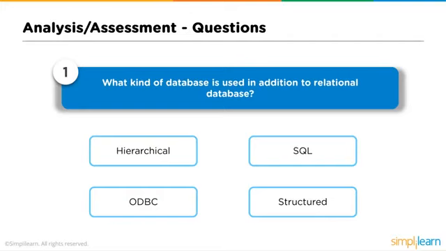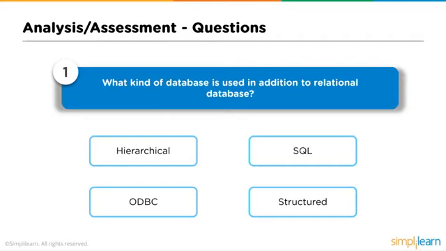I have seen users getting confused where they say what kind of database is used in relational database, and they start arguing the question may not be correct. And this is where those certain keywords that we need to identify in the questions in that exam come into the picture. So they're talking about, apart from relational databases, what other kind of databases are there? And they have given you 4 options. Hierarchical databases, SQL databases, ODBC databases, and structured databases.